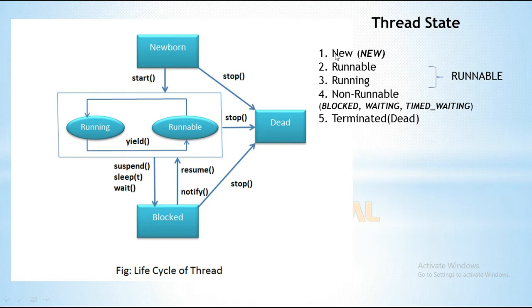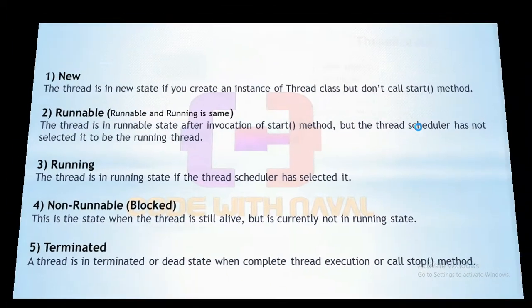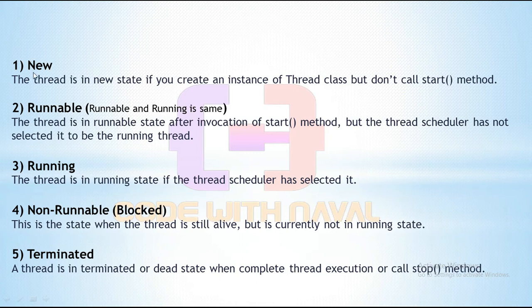Let's remember this. Here we have only 4 states. First one is new, second one is runnable, then third one is non-runnable. In non-runnable, we have different scenarios. First one is blocked, then second one is waiting, then timed waiting. Then finally we have terminated, or we can say dead state. So: new, runnable, non-runnable, or dead. Okay, so let's first understand the states one by one.